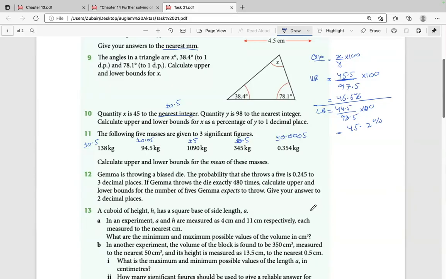Now for the upper bound, what is actually happening? I'm not going into that detail, the 138.5, 94.55, 1095 and so on, because we know we're just going to add them and divide by 5 for the average. So I'm just adding the actual values: 138 plus 94.5 plus 1090 plus 345 plus 0.354. I've added the actual values.